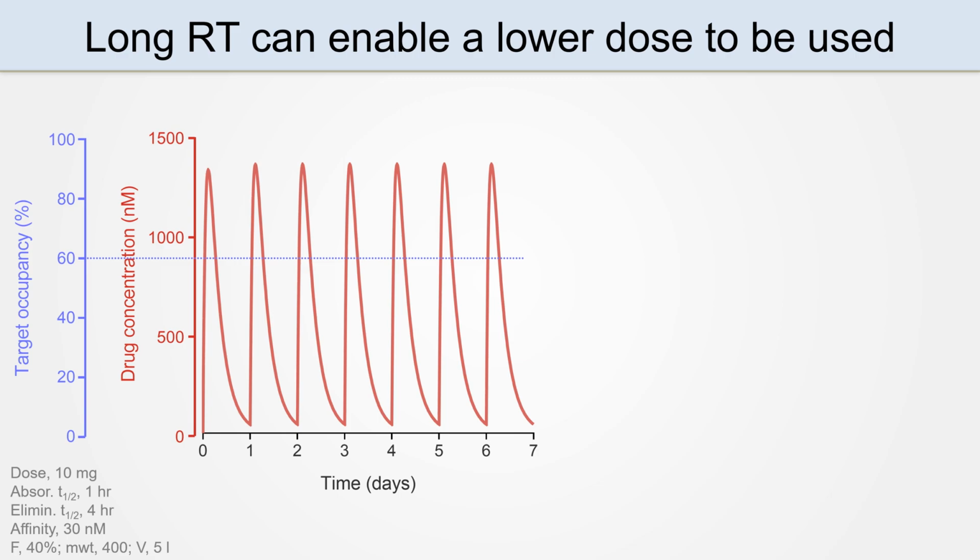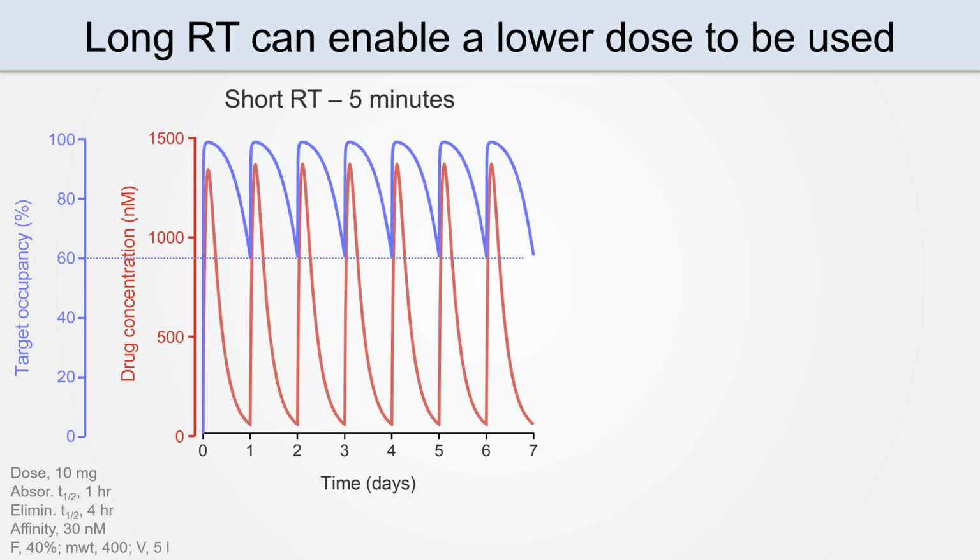First, let's consider a drug with a short residence time of 5 minutes. We assume the drug affinity is 30 nanomolar. Now we need enough drug to get at least 60% target engagement across the 24 hours. This requires a dose of 10 milligrams and a peak concentration of 1400 nanomolar.